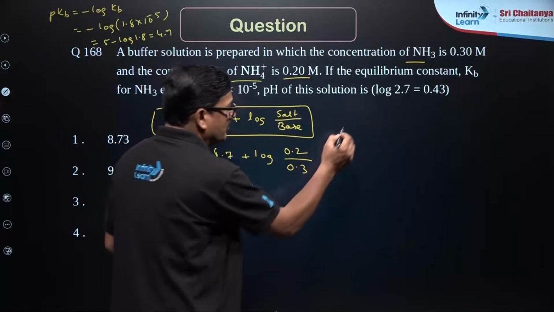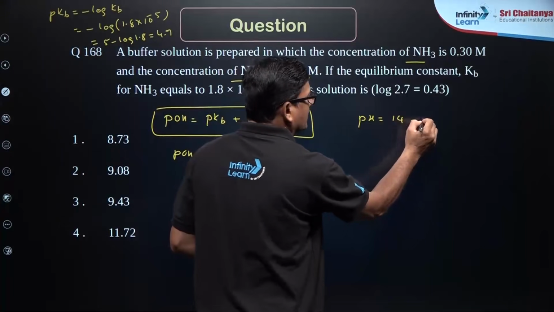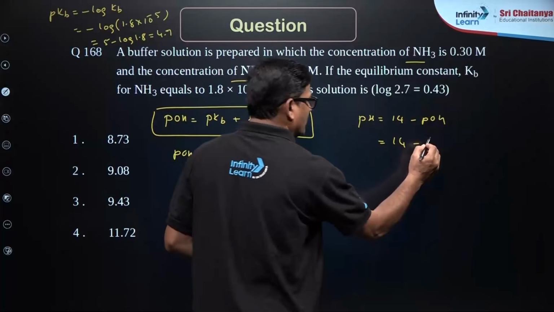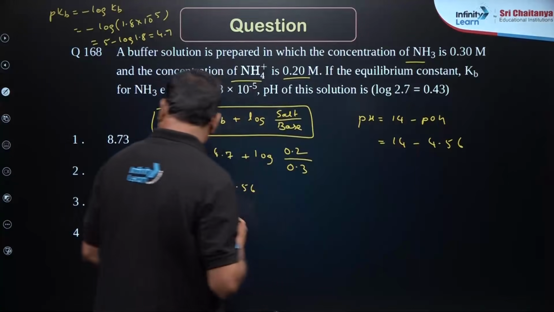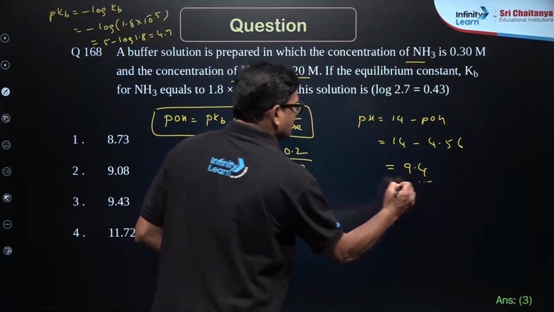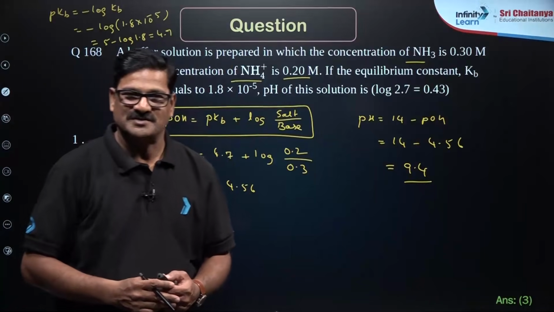As you know, pH is equal to 14 minus pOH, and 14 minus 4.56, you are going to get the answer 9.4. So option 3 is the correct answer for this question.